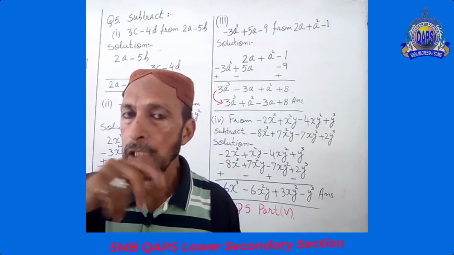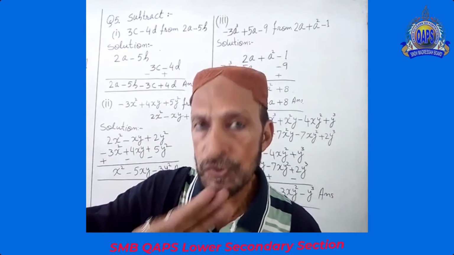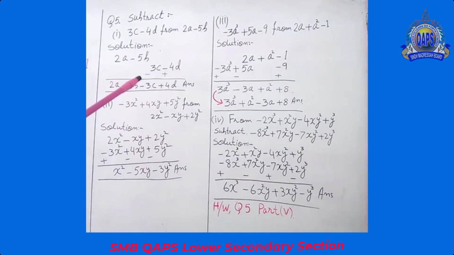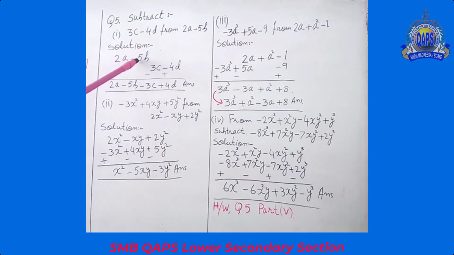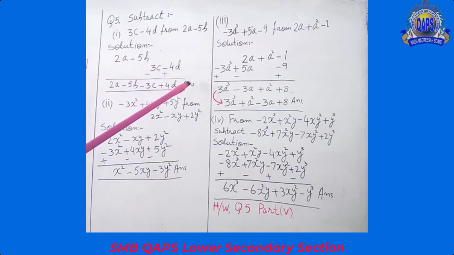Subtraction. Change the sign of the lower part. See, this is the lower part. Change the sign. 3c is plus, so it will be minus. 4d is minus, so it will be plus. Answer will be 2a minus 5b minus 3c plus 4d. Answer.